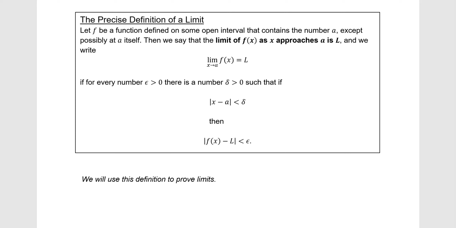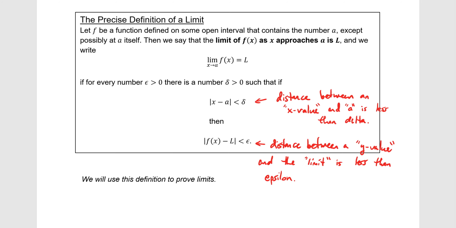So all this means right here is a distance, right? The absolute value of two things being subtracted is just the distance between them. So if that's the case, then the distance between a y value and the limit is less than epsilon. It looks a little bit confusing, but once you know that the absolute value of two numbers being subtracted just means the distance between them, it's clearer. So the distance between the x values is less than a certain number delta, which implies that the distance between the y value and the limit is less than some number epsilon.